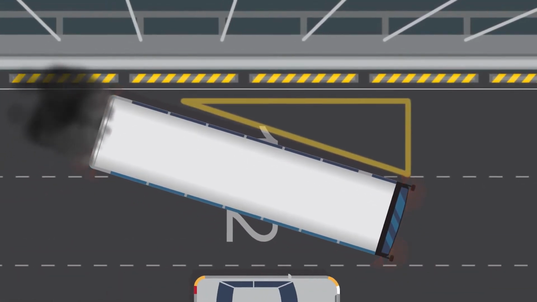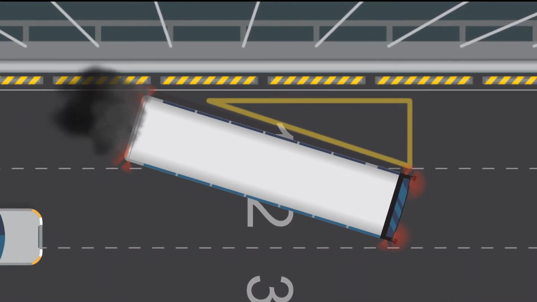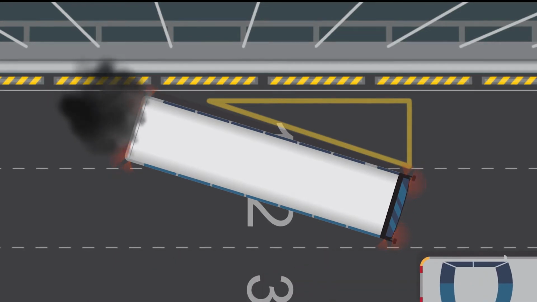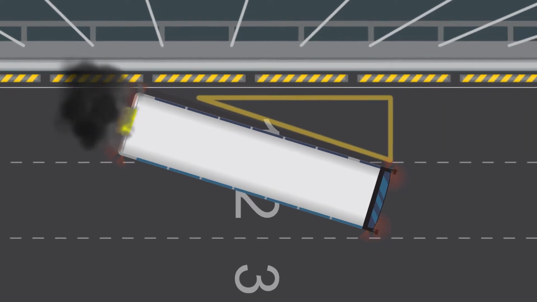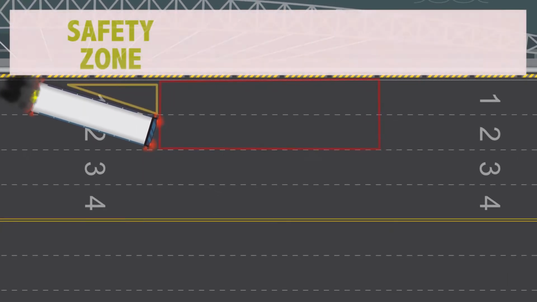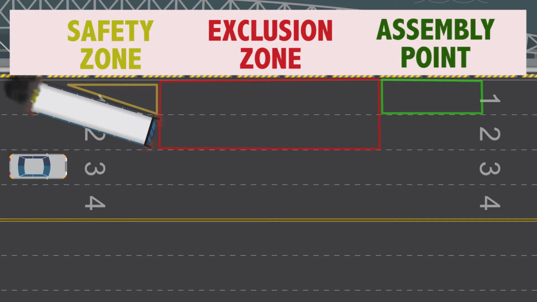You observe that the smoke is getting thicker. Stay calm. The risk of passengers being injured by traffic may be greater than being injured by a fire, so don't hesitate to block traffic to create a safety zone and an exclusion zone with a safe evacuation pathway to an assembly point. Always stay calm and take a few extra seconds to assess where to stop.